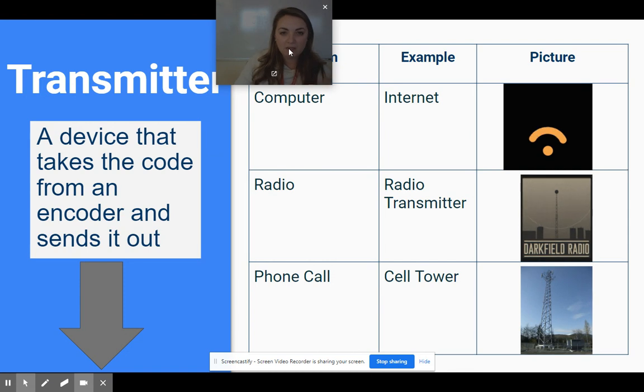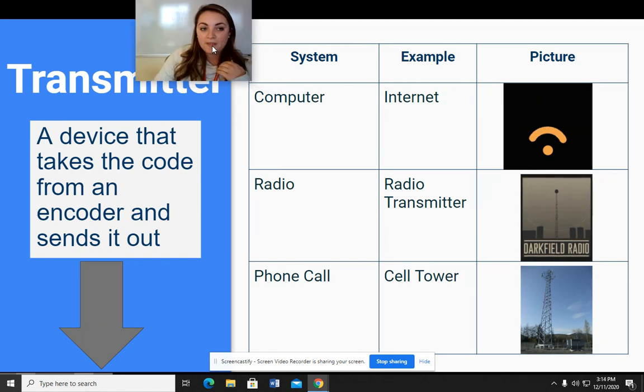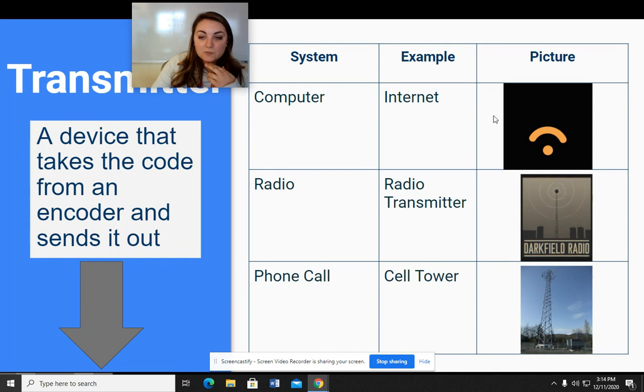It's kind of like the mail carrier. It's the person that's actually, or the thing that's actually moving something. Transmitting means to move something. So it's sending the message out. So in a computer, this would be the internet. If I typed in funny dog video and I press enter, now the transmitter needs to be the internet that's going to carry that message to go find what I'm looking for. In a radio, it would be the radio transmitter. So those electrical signals are going to get sent out by a radio transmitter.